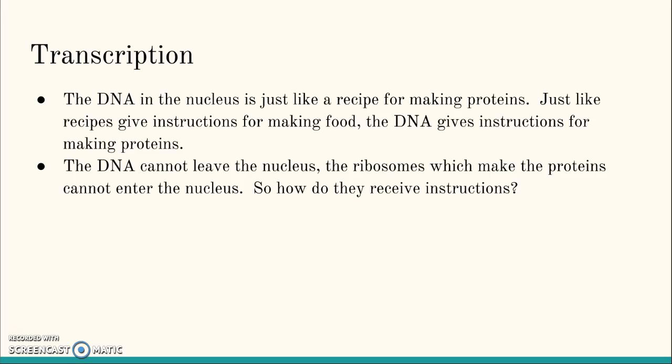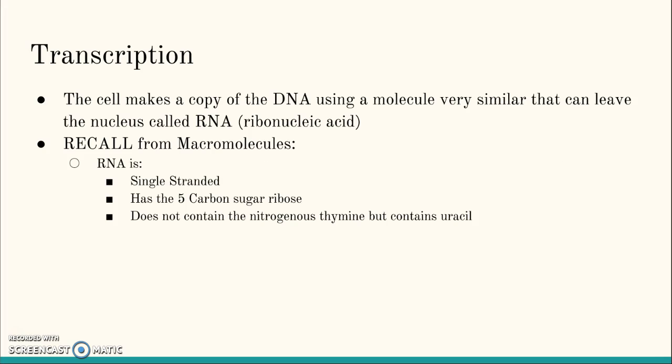So we've talked about DNA, and we've talked a little bit about RNA. In order for them to receive these instructions, we must use the molecule RNA, which is ribonucleic acid. So the cell makes a copy of the DNA using a very similar molecule that can leave the nucleus. RNA can leave the nucleus, it comes to the DNA, basically makes a copy of the DNA, and it's like a photocopy of that recipe. And then it's going to go out to the ribosome, which is going to help make the protein.